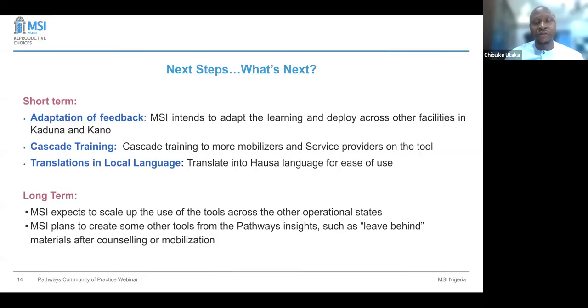We're also in the process of planning a cascade training for mobilizers and a cascade training for service providers on how to use the tools.